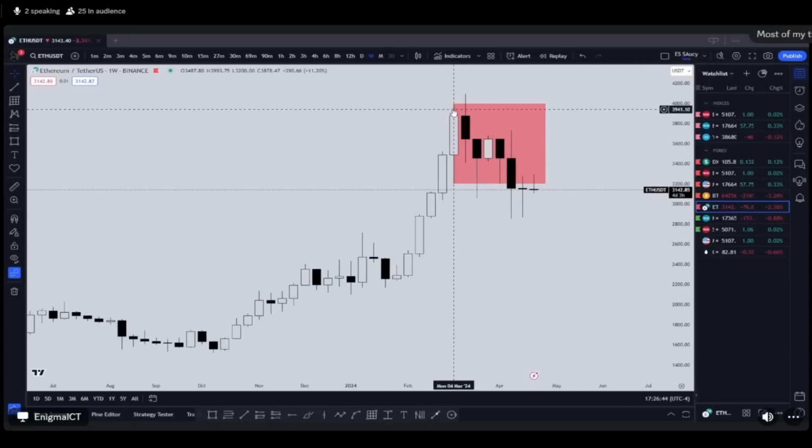What do you want to see next? You want to see an open high, close below. The third candle is going to distribute, and it did distribute. This candle's low.